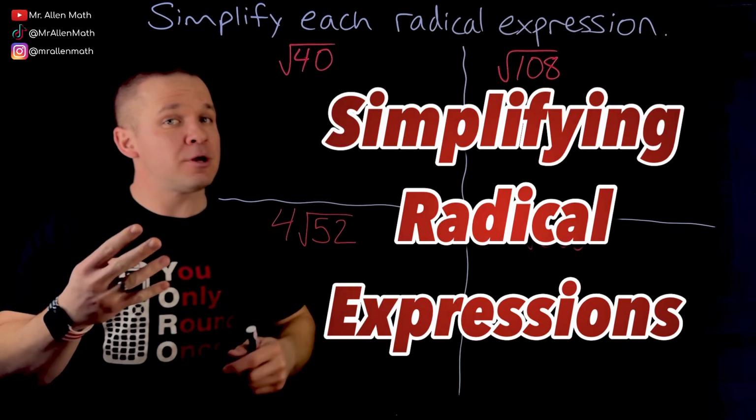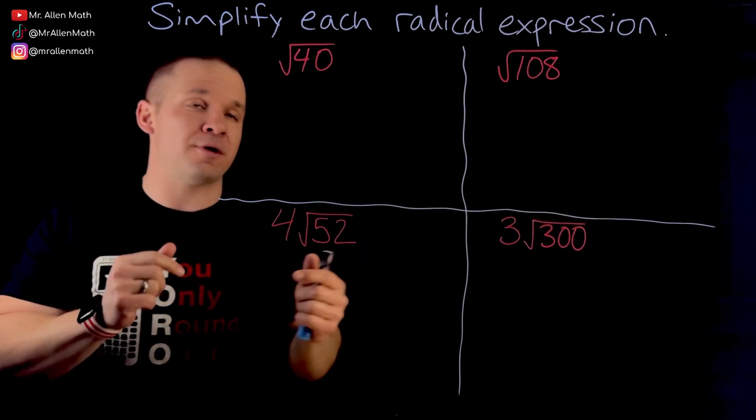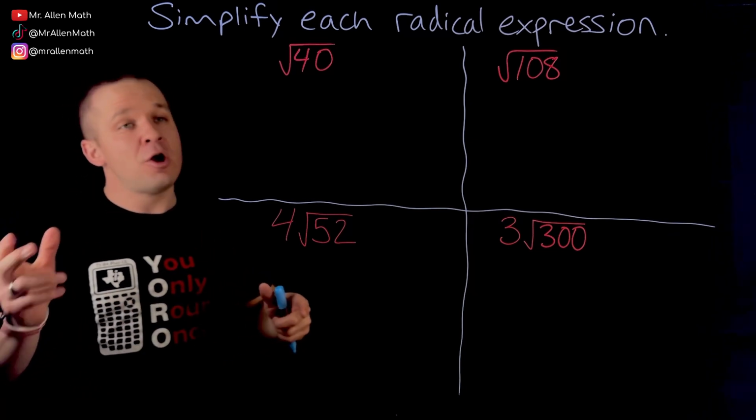And I got 4 examples, 2 different types of each. 2 without a coefficient out front and 2 with a coefficient out front. So let's start with the square root of 40.